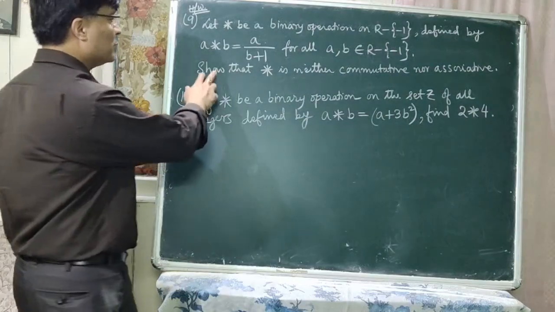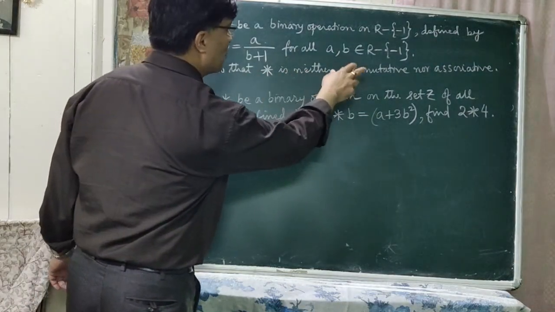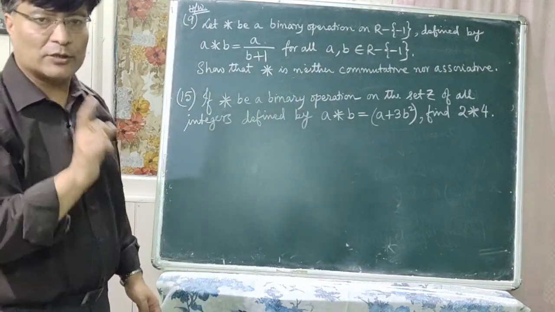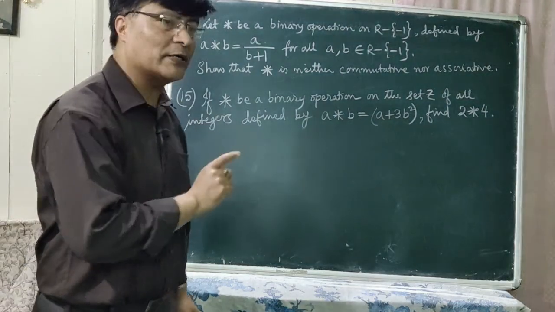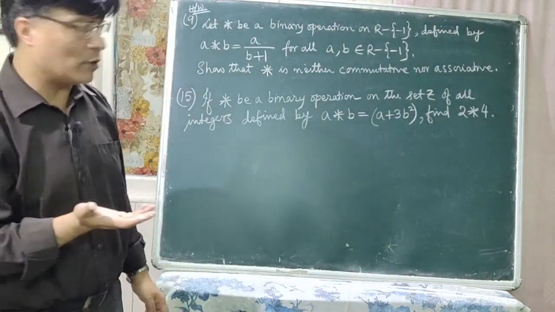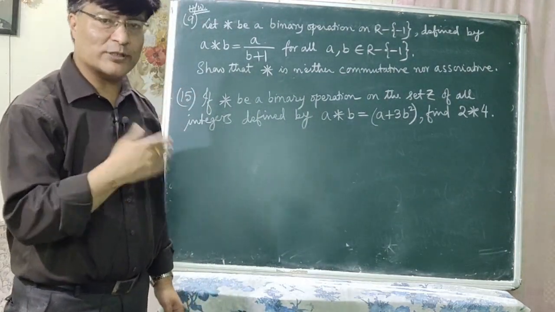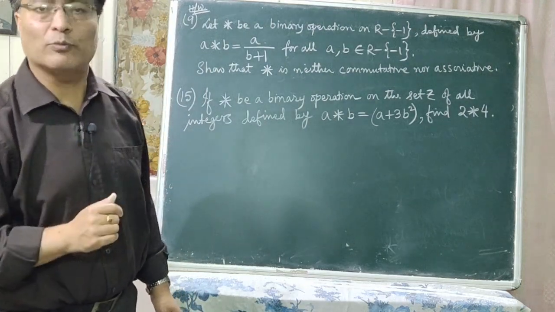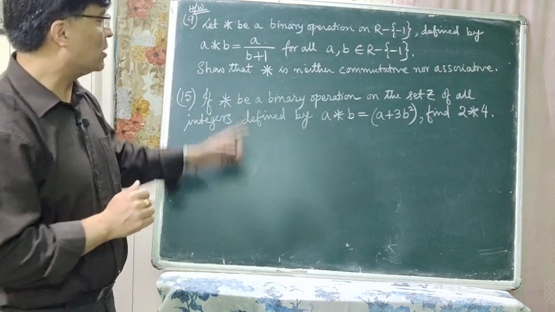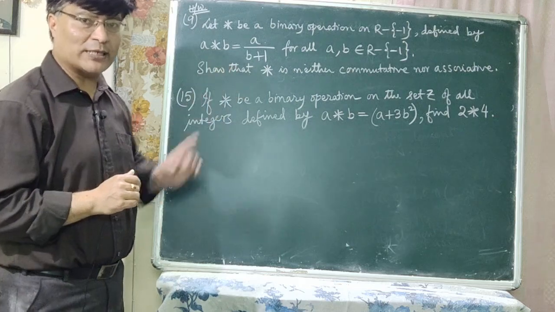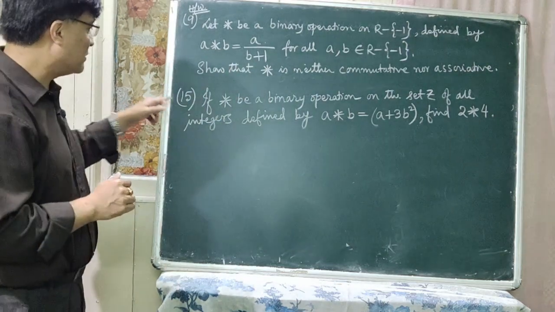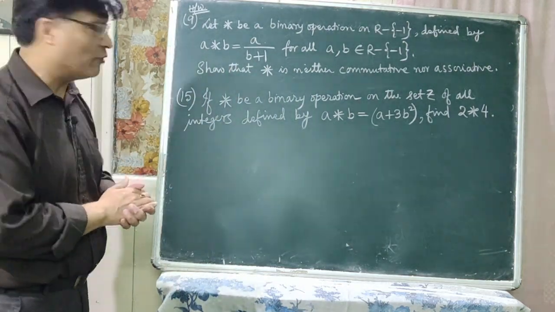Okay. So you have to show that star is neither commutative nor associative. You have to prove that this operation star is neither commutative nor associative. Okay? So we have done this type of question. You can do it at home. Okay. And this question number 15 is also your homework.